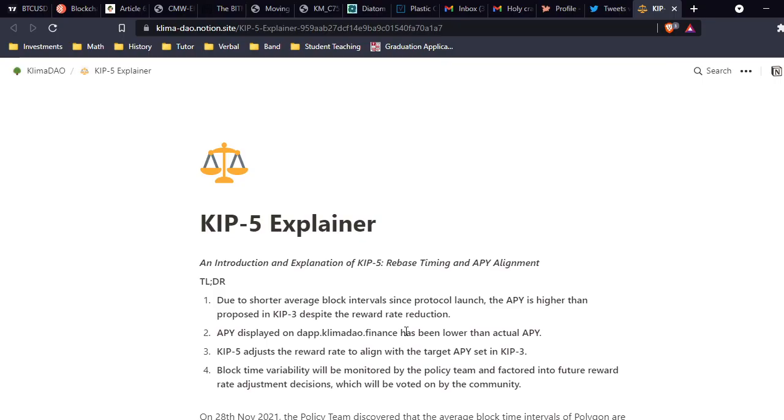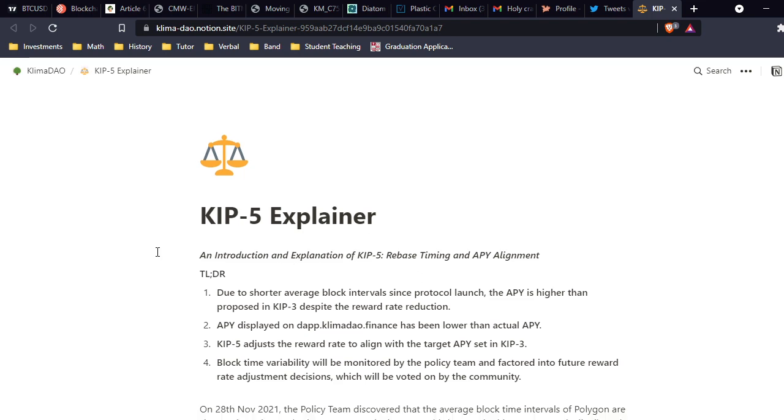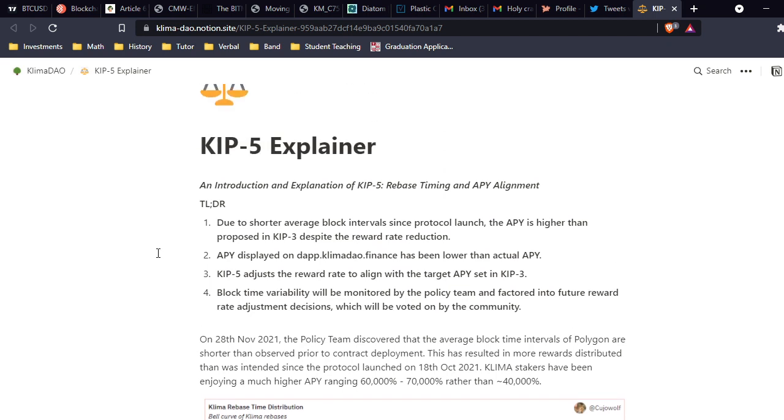Oh man, just when you thought your APY was finally going to settle. Now, so basically, I'm going to keep this one really short. KIP-5 is going to be a way for the team to get to their target of 22K APY that was set forth in KIP-3. So it turns out Polygon is much more efficient, much quicker than calculated.